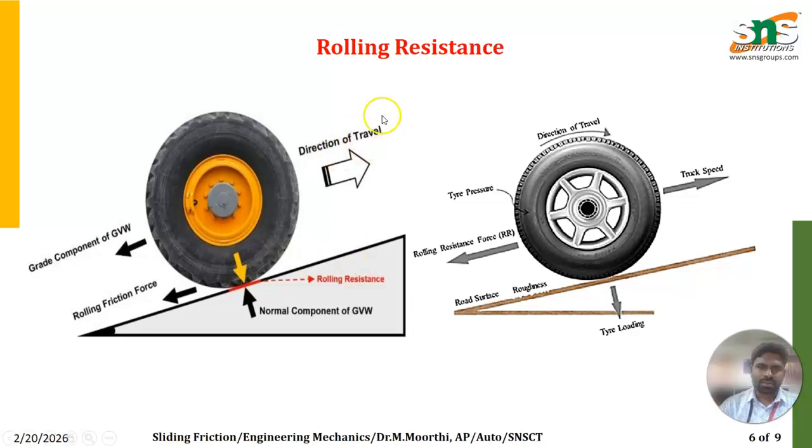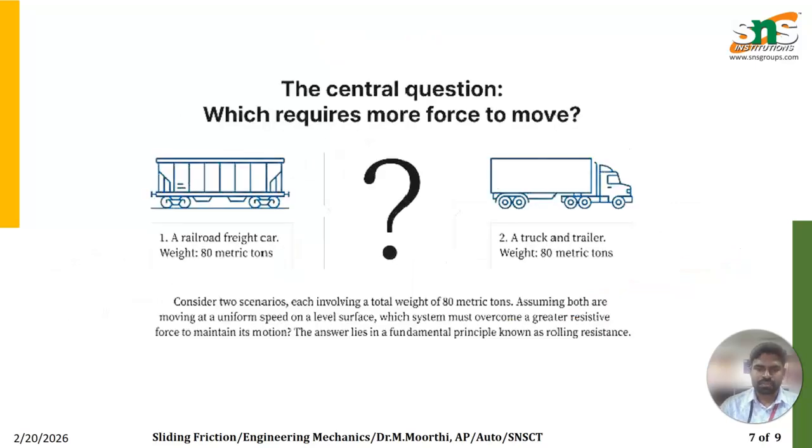See in the diagram, it indicates the direction of travel. In the opposite direction we have rolling friction forces. If the resistance is created by an obstacle, then we have to apply more force in order to move the vehicle in the desired direction. In that case we can use this rolling resistance application.